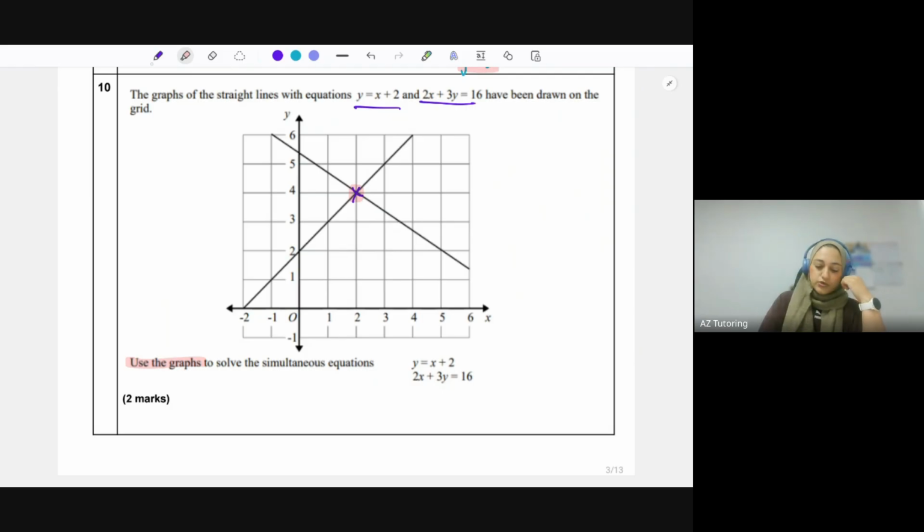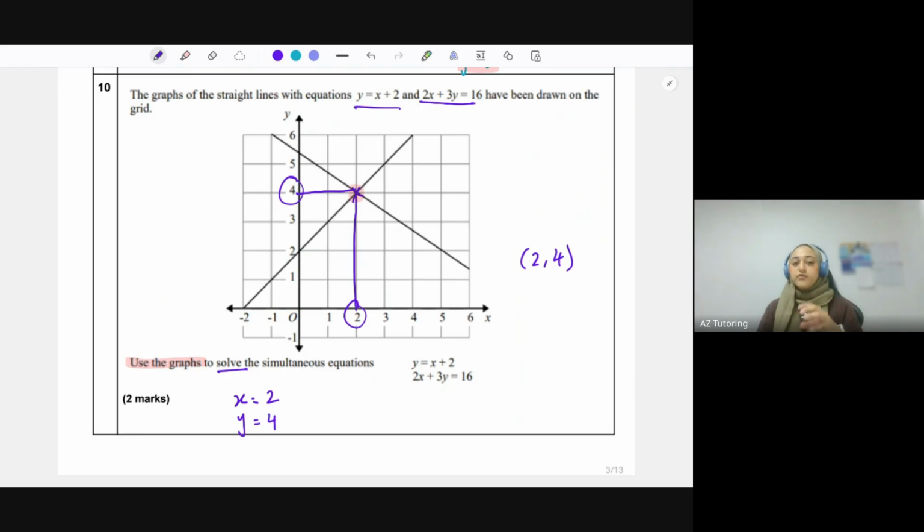So all we're doing is just reading this point here, so we can see it's at x equals 2 and y equals 4. Because it says solve, I can't write the coordinates 2, 4. It says solve. Solve means what are the letters? And the letters are x equals 2 and y equals 4. So that's the reason why it's only 2 marks.